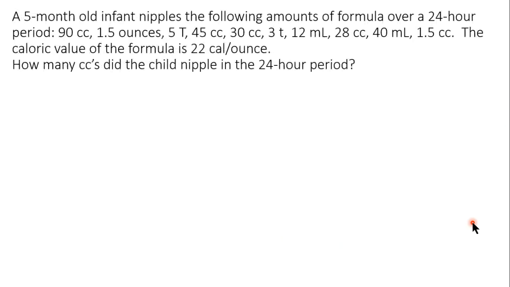Let's go to the next problem. So a 5-month-old infant nipples the following amounts of formula over a 24-hour period: 90 cc, 1.5 ounces, 5 capital T, which is tablespoons, 45 cc's, 30 cc's, 3 teaspoons, 12 milliliters, 28 cc's, 40 milliliters, and 1.5 cc's. The caloric value of the formula is 22 calories per ounce. How many cc's did the child nibble in the 24-hour period? Let me know in the chat when you guys are ready to go over it.